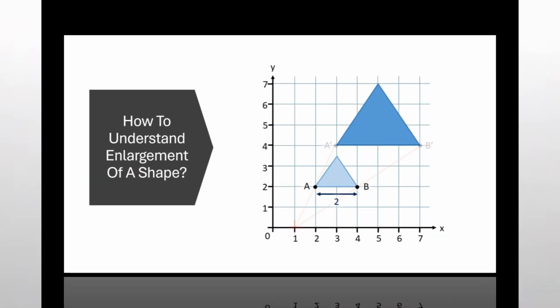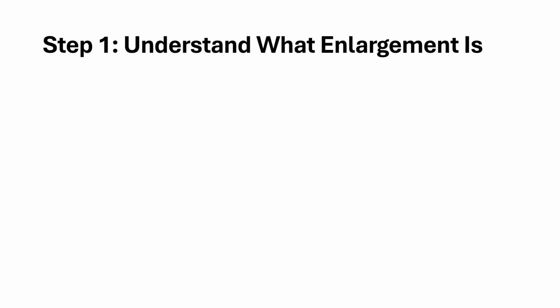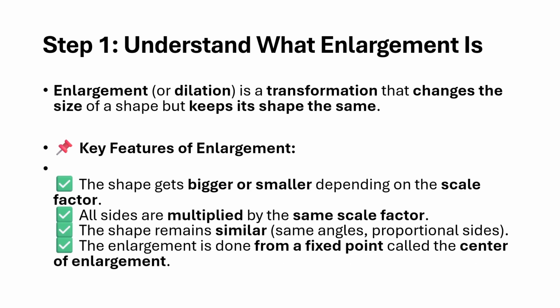How to understand enlargement of a shape. Understand what enlargement is. Enlargement, or dilation, is a transformation that changes the size of a shape but keeps its shape the same. The key feature of enlargement: the shape gets bigger or smaller depending on the scale factor.